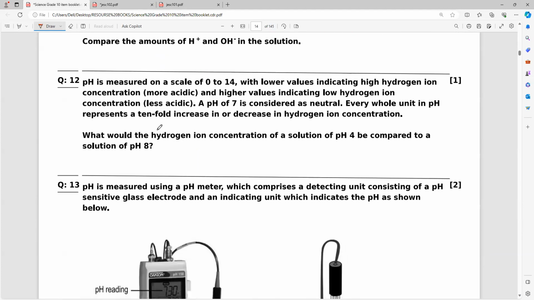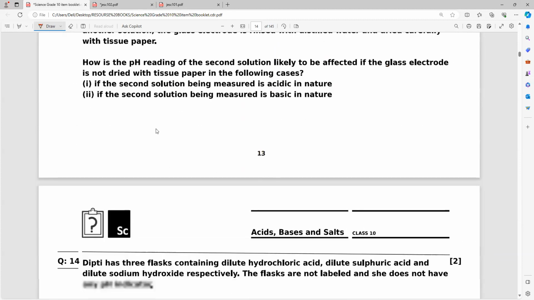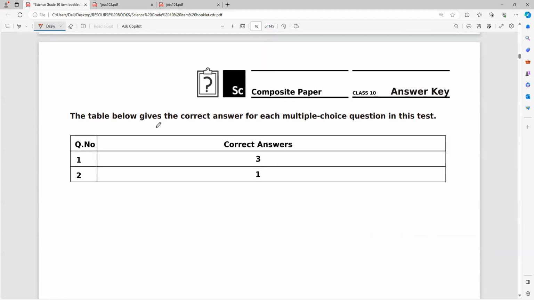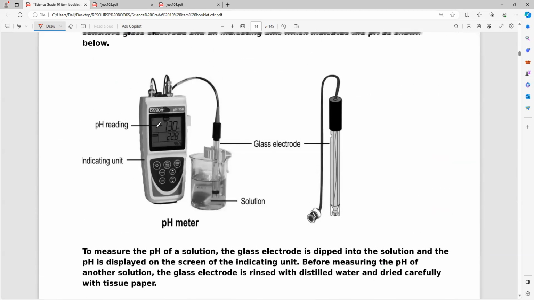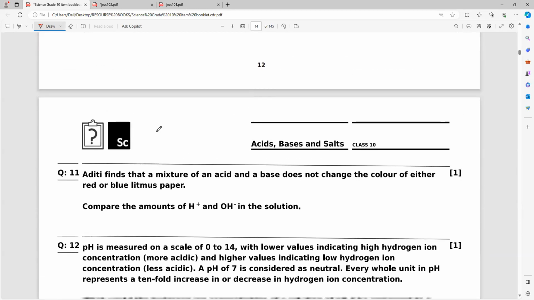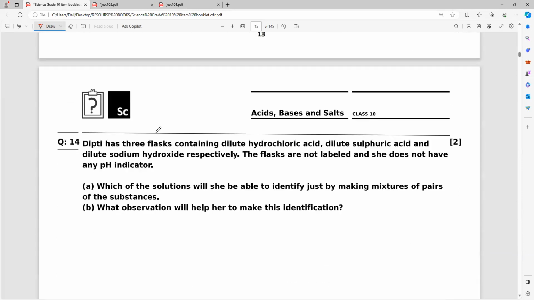I hope remaining 11, 12, 13, 14. Only 14 questions. 4 questions left. So now 6:03 is the time. So you try to answer these 4 questions, 11, 12, 13, 14. So is there any difficulty?